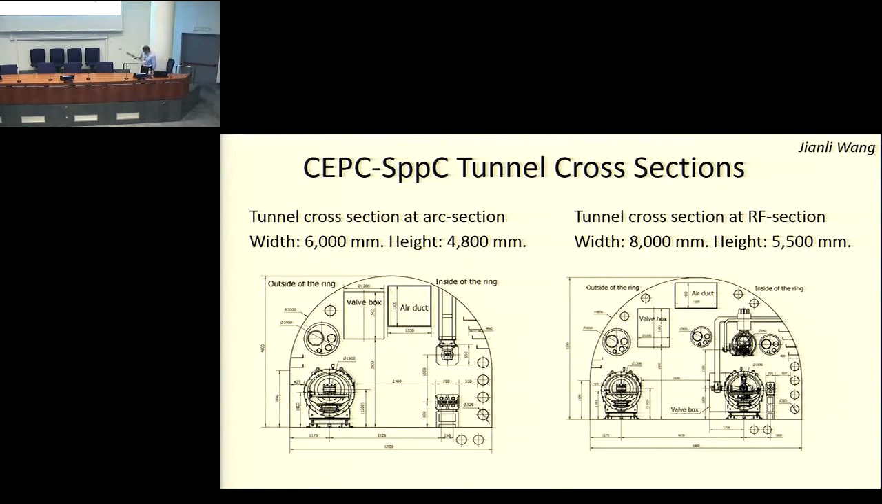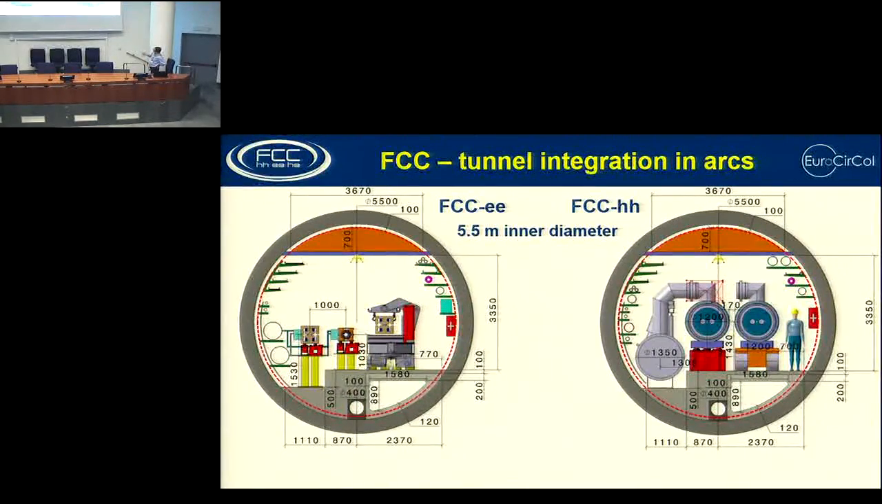So this is the preliminary CEPC SPPC tunnel classification. This is the associated tunnel classification at the arc section. The diameter is about 6 meters, and this is the main ring, this is the booster ring. This is in the future the SPPC. And this is the tunnel cross-section at the RF section. This is the FCC tunnel integration in the arc. The diameter is about 5 meters.